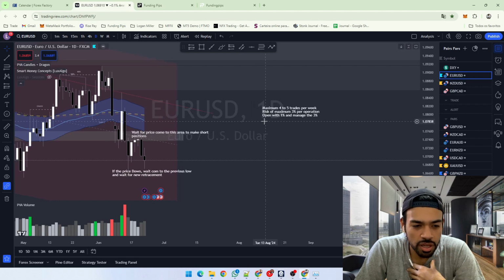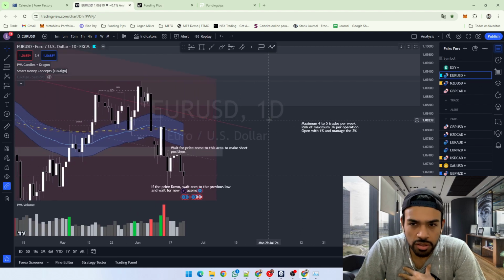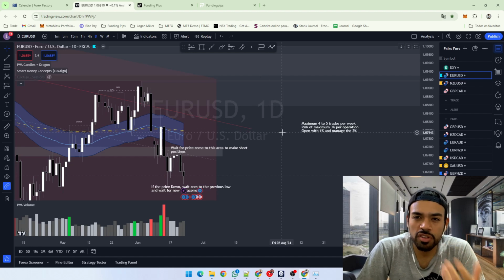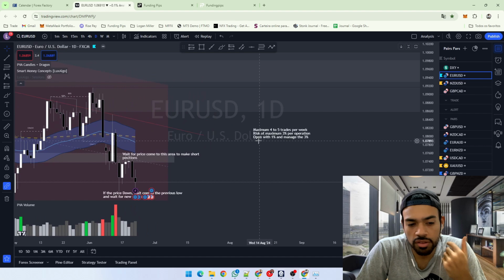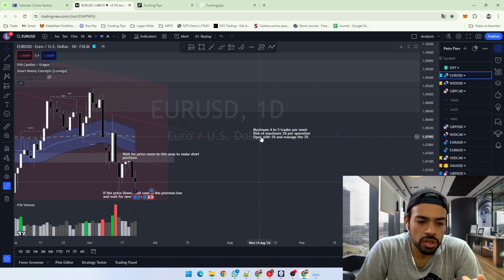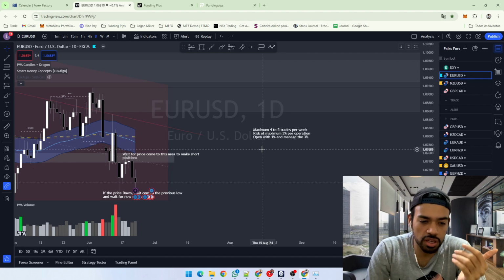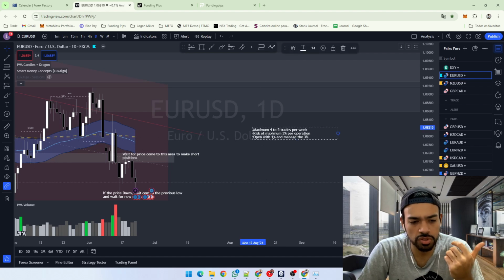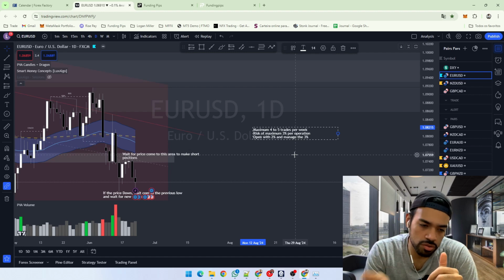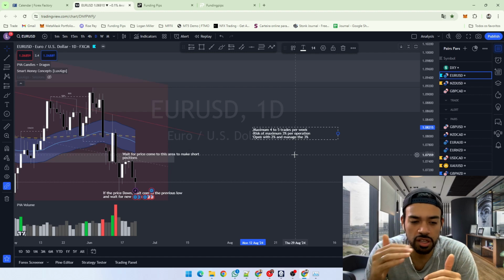So for me, I have a trading plan with my strategy, and I will show you my strategy, and I have risk management. It is maximum 4 or 5 trades per week. Risk of maximum 3% per trade per operation. I start to open with 2%, and manage the operation until the max 3%.